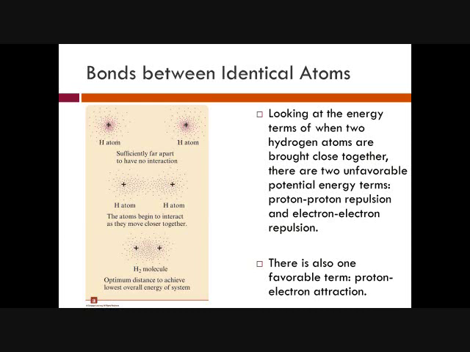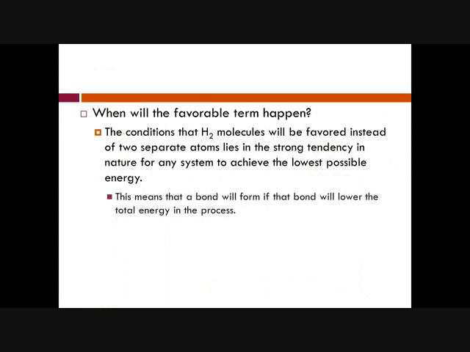So this picture is from the textbook, but it's trying to show how they can move together to make something favorable. So what happens when they're favorable? Instead of two separate atoms, they will tend to form together to achieve the lowest possible energy. So that means that a bond will form if the bond lowers the total energy of the process. And that happens for all that are on the Hunkel fiber list. That's why they are diatomic molecules, because they have less energy together than if they were to stay separate.